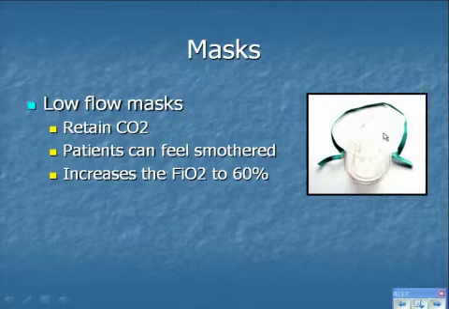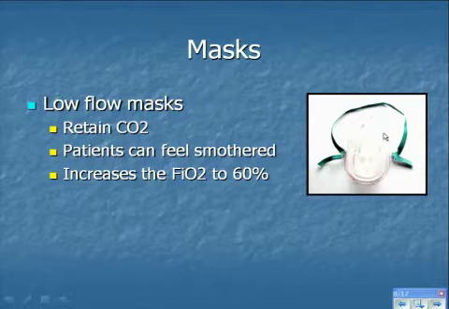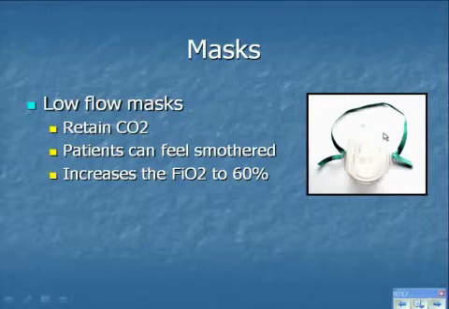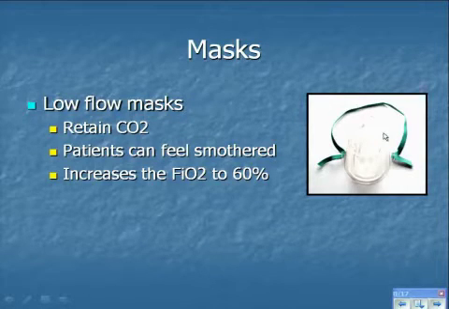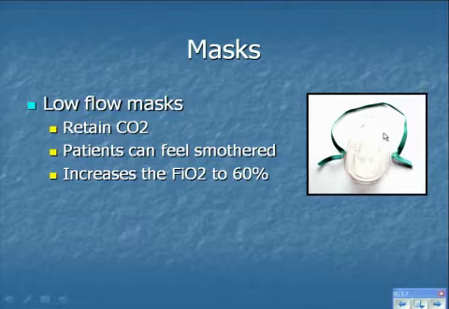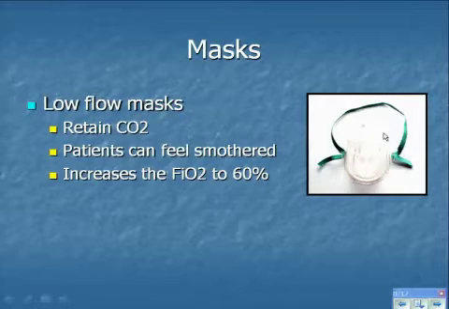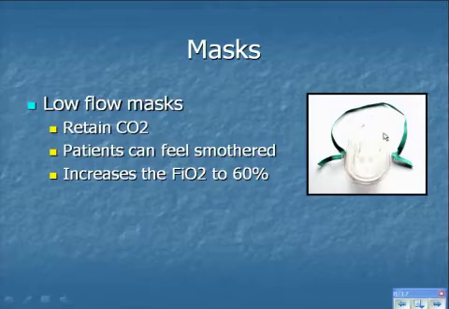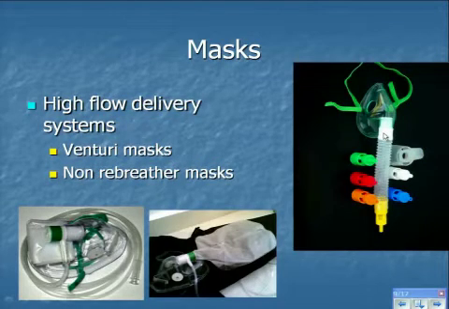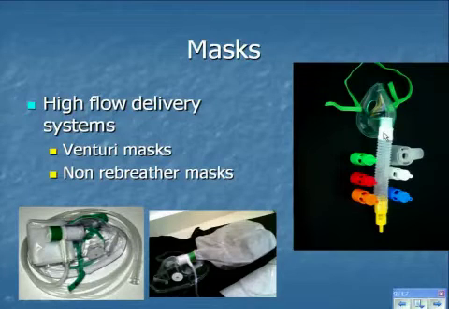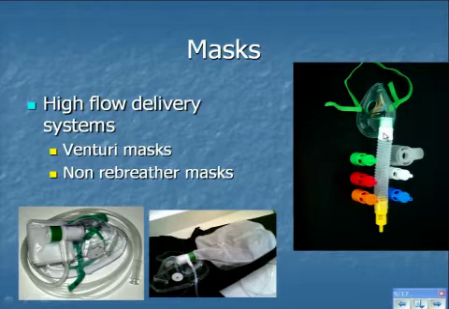There are also low-flow masks, which I don't use, because they retain CO2. That's why I don't like them, because it becomes dead space. It increases the dead space. So that mask retains CO2, so I don't use low-flow oxygen masks ever. Okay? Patients do feel more smothered, and it can increase the FiO2 as high as 60%. Instead, what I use is high-flow systems like this, Venturis. Okay? Venturis have air that entrains through the actual circuit. And it gives you a fixed FiO2 no matter what your respiratory rate is.